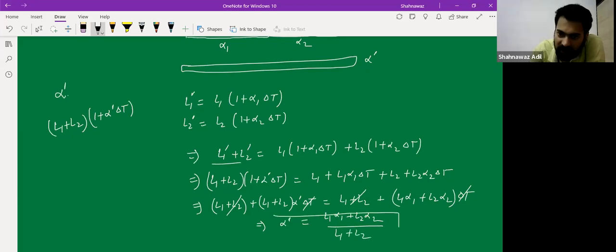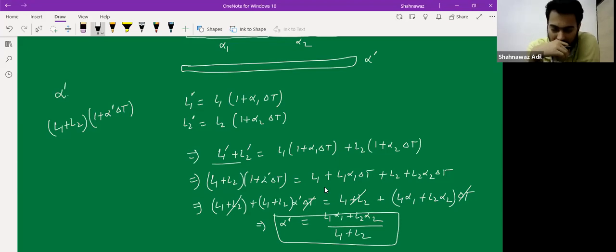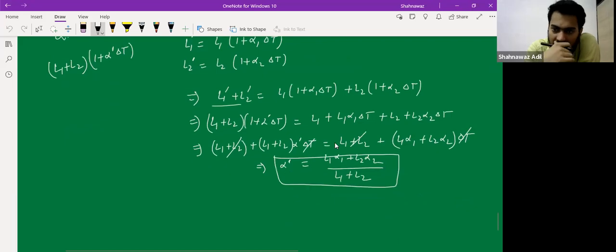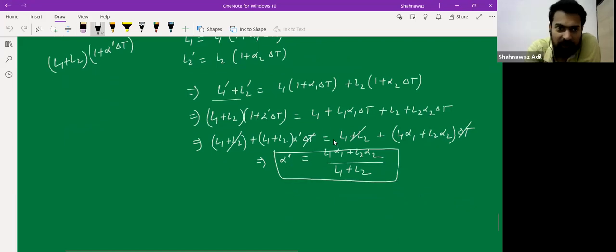Right, so Maita, you are correct. Okay. So this is the effective linear coefficient of expansion for this case. Right, guys? Yes, okay.